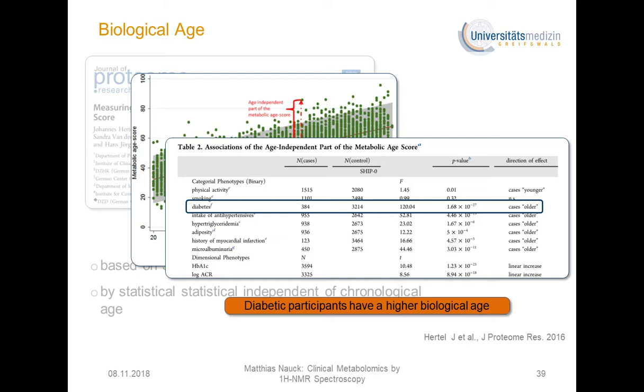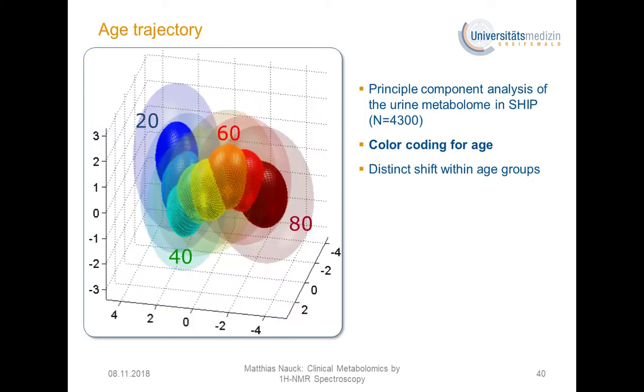And we tried to look more into detail, and on the right-hand side you can see that there are situations which make you younger, like physical activity, and cases which make you older, like smoking or diabetes mellitus. And we could clearly show that persons with a manifest diabetes mellitus have a higher biological age and therefore a higher risk to develop diseases and to die.